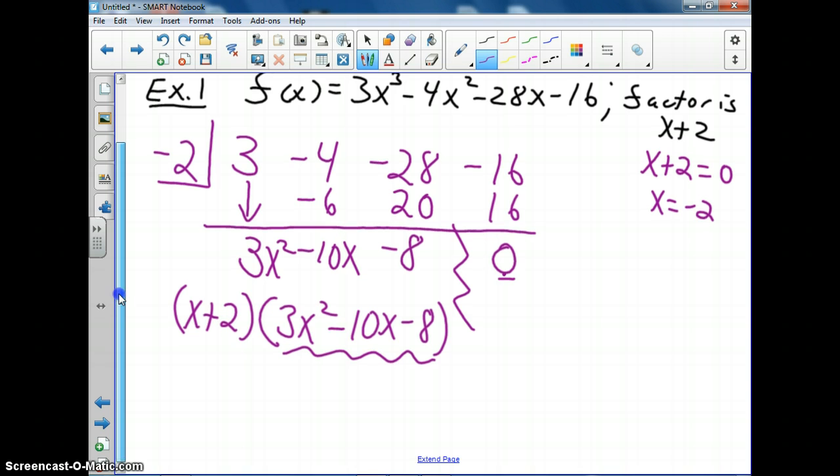Now this is what we just finished seeing. Look, 3 times negative 8 is how much? Negative 24. Now you tell me, what two numbers multiplied give me negative 24, and add to give me negative 10?